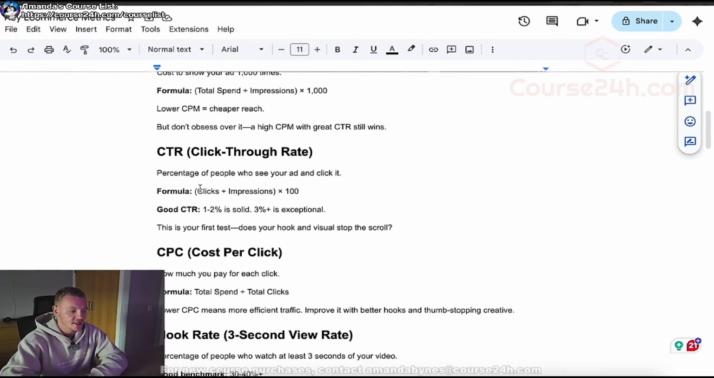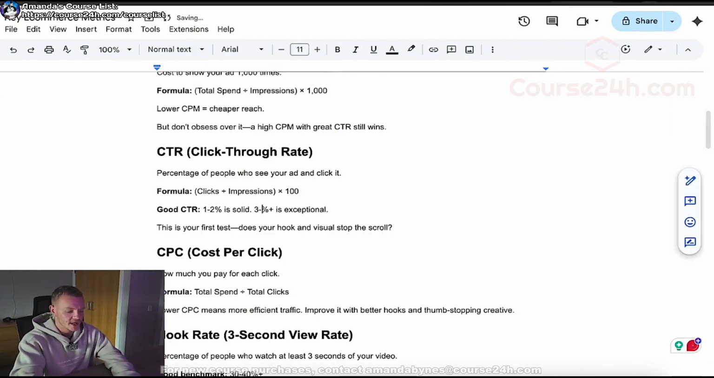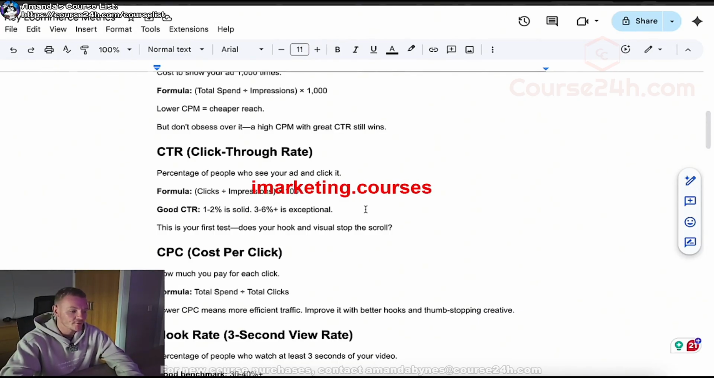Click-through rate. This is the percentage of people who see your ad and click on it. So clicks divided by impressions times 100. So basically, if 100 people see your ad and you get 2 clicks, that's a 2% click-through rate. Now, a good CTR, 1 to 2% is not bad. We really want to be hitting 3 to 6%. This is obviously really good. You're going to have some ads that are 10%. You're going to have some ads that are 1%. It's just the name of the game, right?